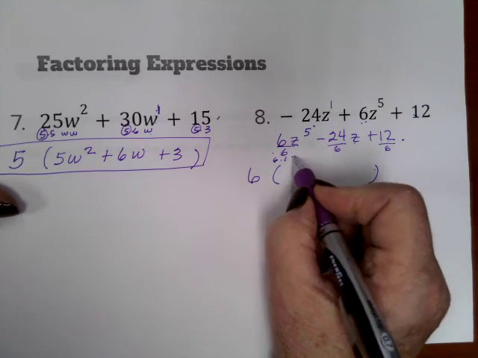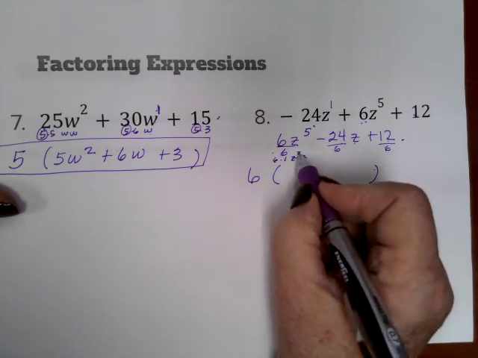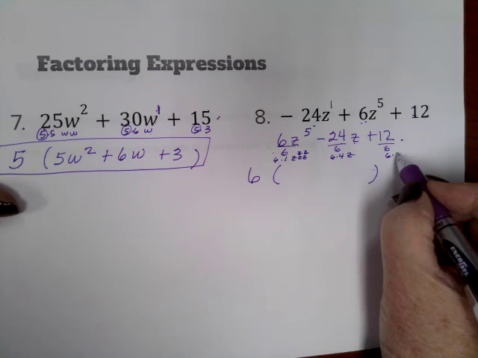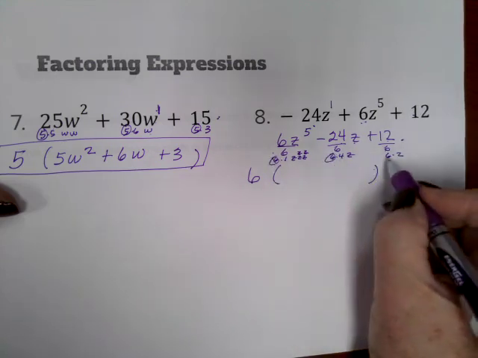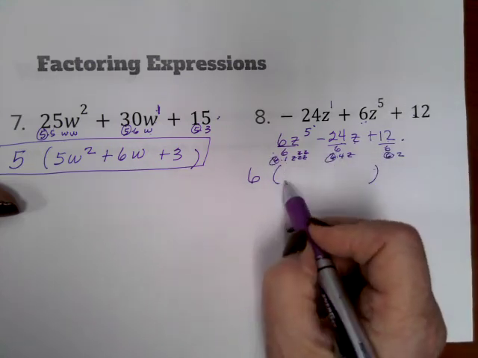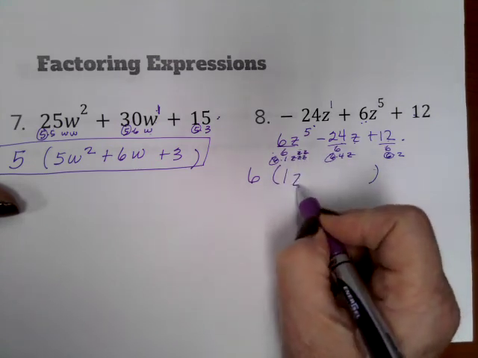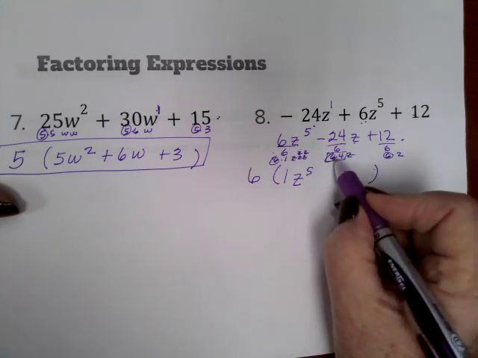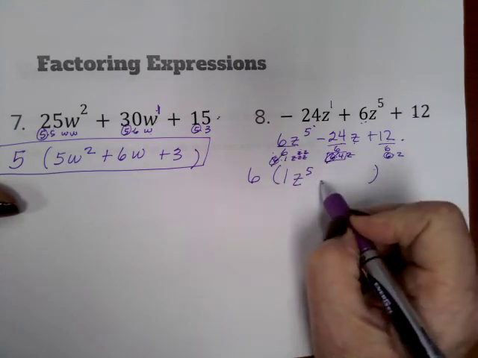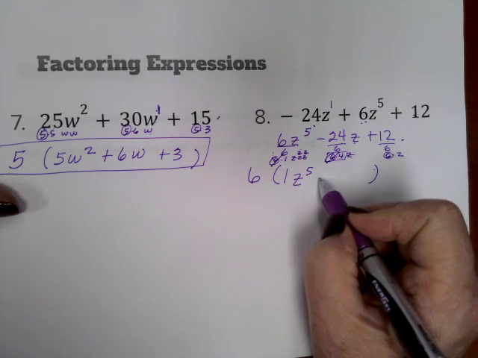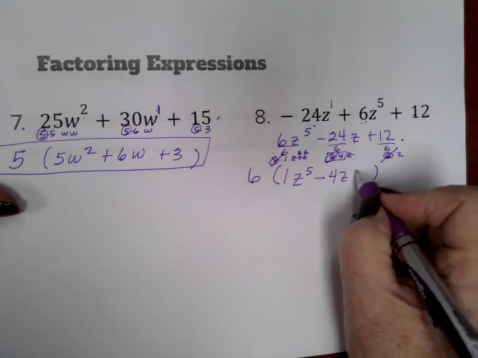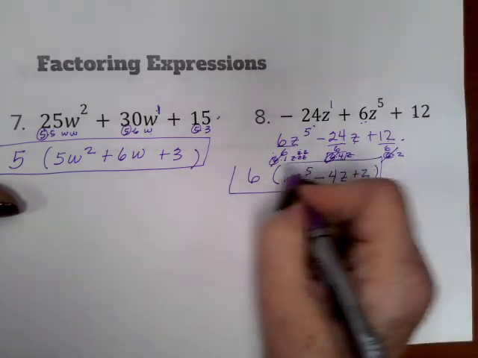Or 6 times 1, 2, 3, 4, 5. 6 times 4 with a z, and this would be 6 times 2. So if I take a 6 out of all of these, what's left? 1. How many z's? z to the 5th. If I divide out the 6 from this pair of numbers, what's left? Minus 4z, and then if I take out the 6 here, you're going to have a 2 left. There you go.